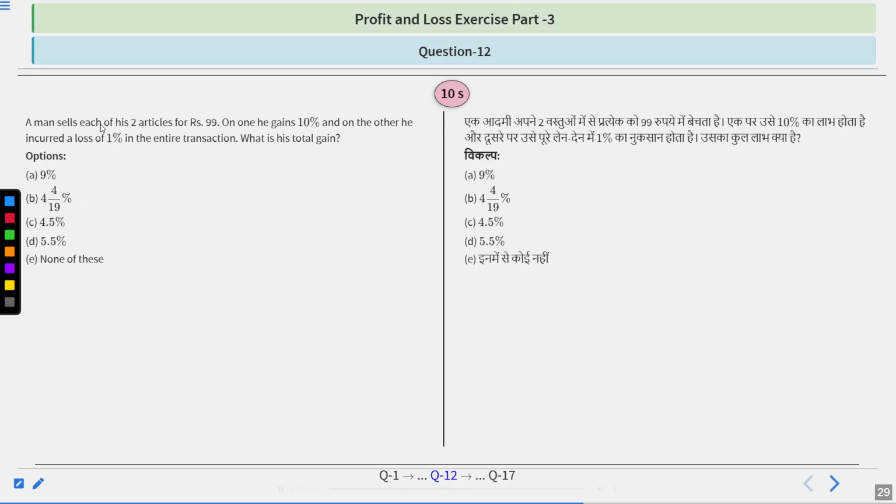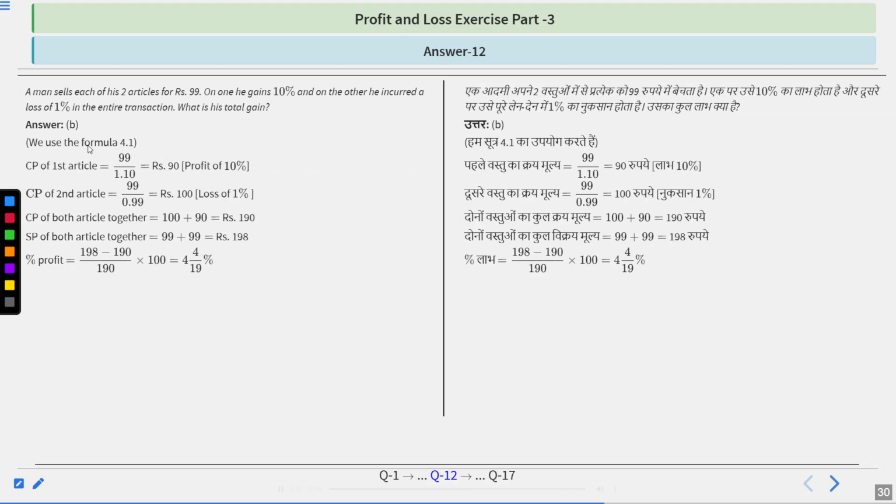Next question is, a man sells each of his 2 articles for rupees 99. On one, he gained 10%. On the other, he incurred a loss of 1%. In the entire transaction, what is his total gain? You have 5 options and 10 seconds to analyze the question. Your time starts now. Now time's up. Let's see the solution.